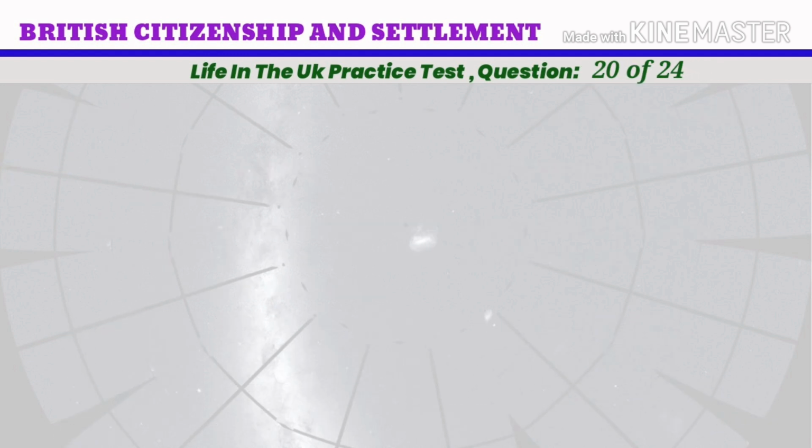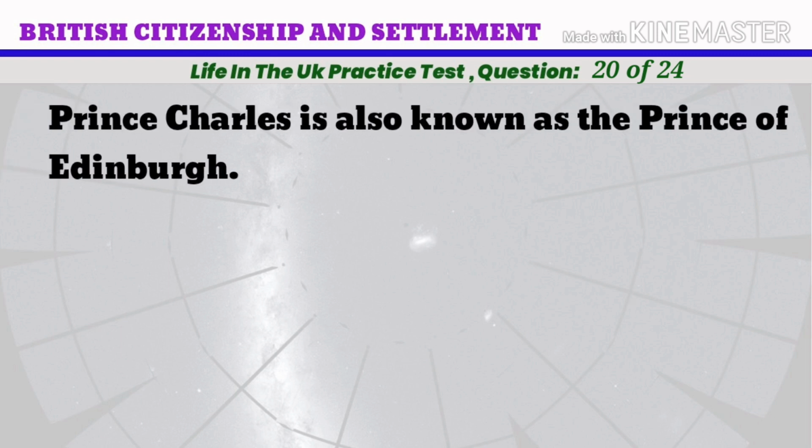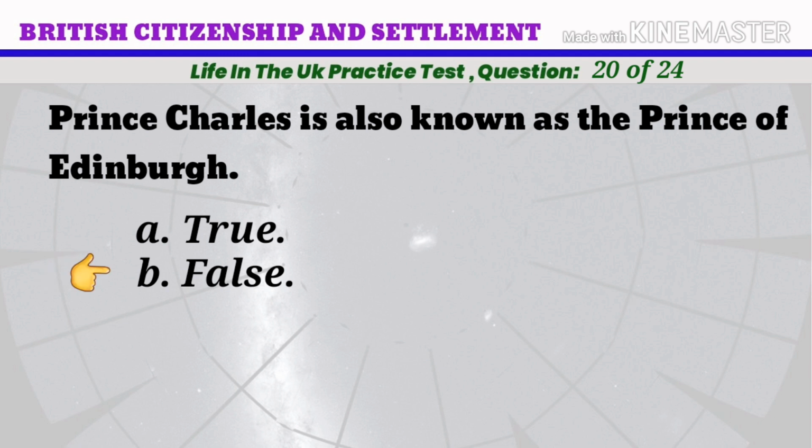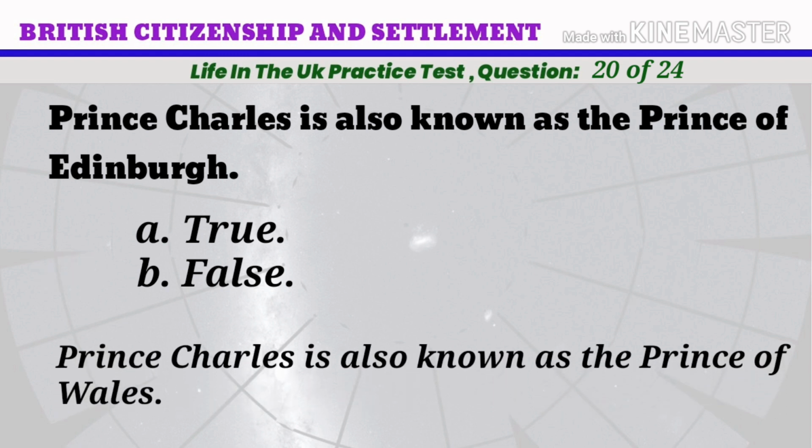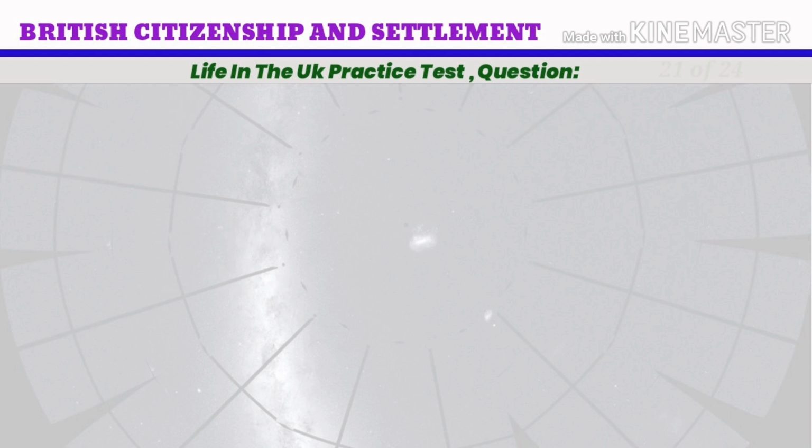Life in the UK practice test question 20 of 24. Prince Charles is also known as the Prince of Edinburgh. A. True. B. False. The correct answer is B. False. Prince Charles is also known as the Prince of Wales.